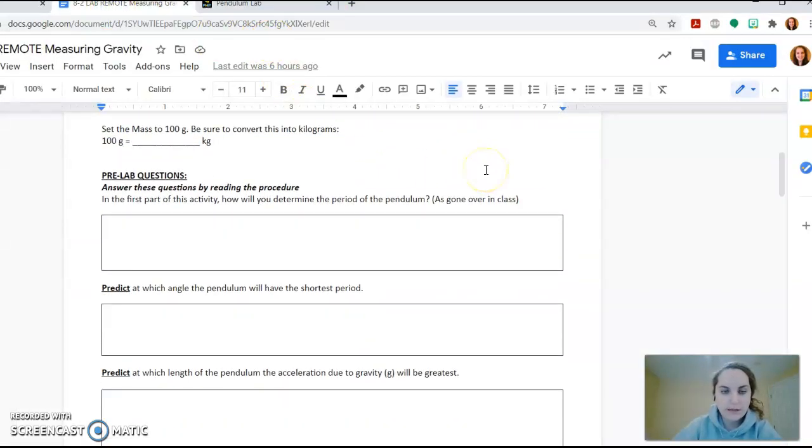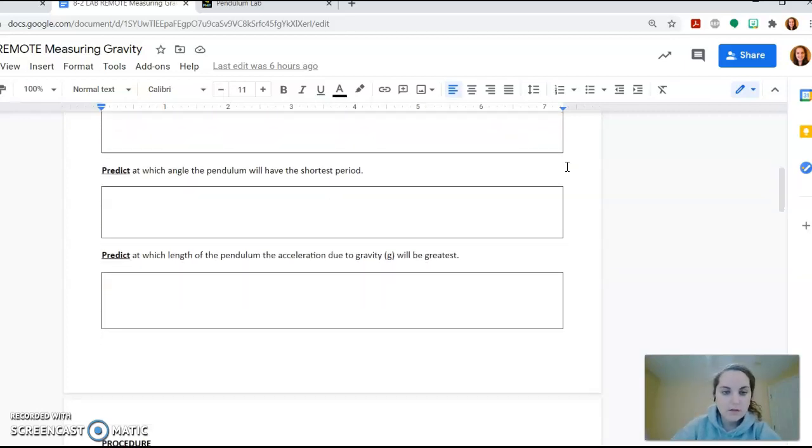So these pre-lab questions, in the first part of this activity, how will you determine the period of the pendulum? I'm going to talk about that when I go over the first part, okay? Prediction, at which angle will the pendulum have the shortest period? Okay, so at which angle do you think the period will be the shortest? And we're going to talk about what a period is in just a second, but I want you to make your best prediction. Is it going to be a high angle? Is it going to be a low angle?